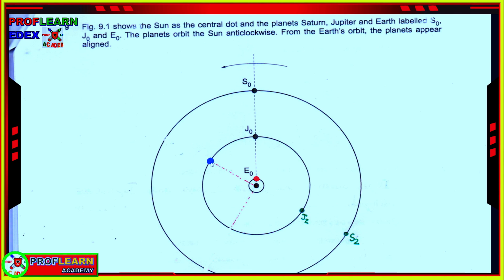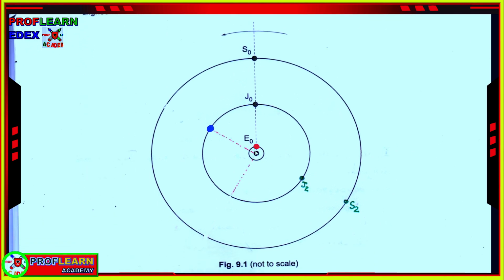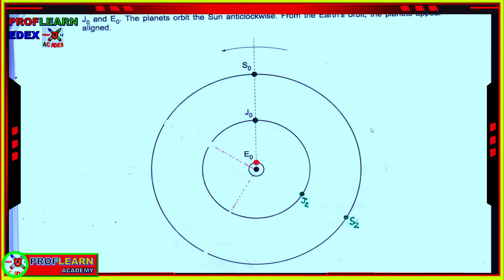After 5 years, it will be at this point. And for Saturn, after 5 years, Jupiter will be somewhere here. And after 5 years, Saturn will be somewhere here. Now, how did I come to a conclusion that Saturn S1 will be here and Jupiter J1 will be at this point?